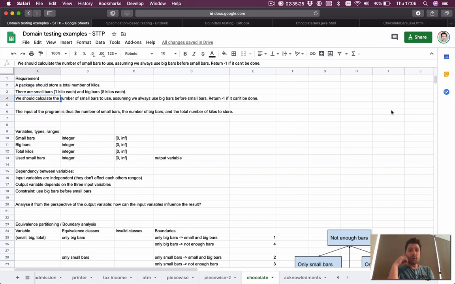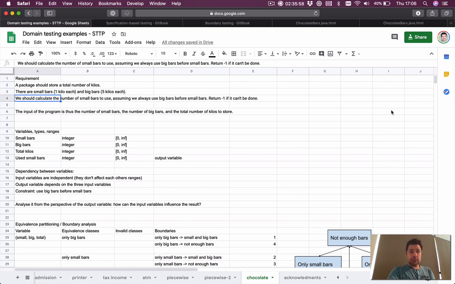Big bars of chocolate are 5 kilos each, the small bars of chocolate are 1 kilo each, and we need to put as many big bars as possible before starting to use the small bars. The program at the end needs to return the number of small bars we had to use, or -1 if there's no solution. It's not possible to do the package that we want, given of course the inputs that we have, right? The number of small bars and the big bars that we have and the total number of kilos we want in the package.